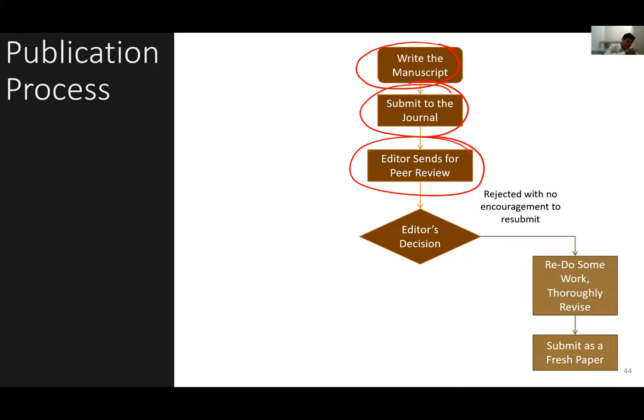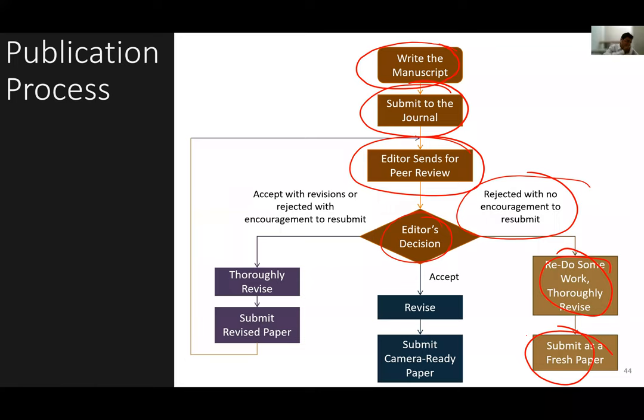So what can happen after that? The editor's decision will be communicated to you. This is the most horrible response that you can get, right? Your paper looks like a final year project report. Rejected, with a note: please consider some other suitable forum for this manuscript. That's the worst rejection that you can get. So you do so much hard work and resubmit as a fresh paper, or usually you submit it to a different journal.